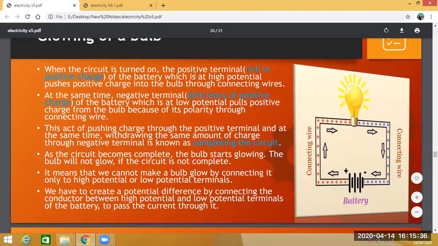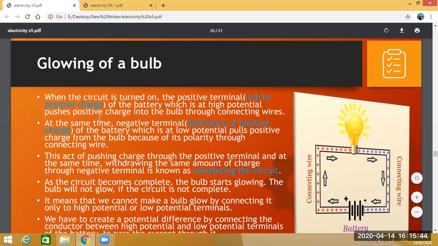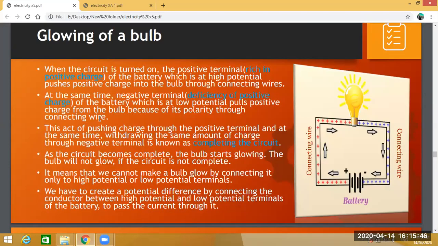Dear student, in the last class we discussed electric potential, and today we will discuss electric circuit and Ohm's law.